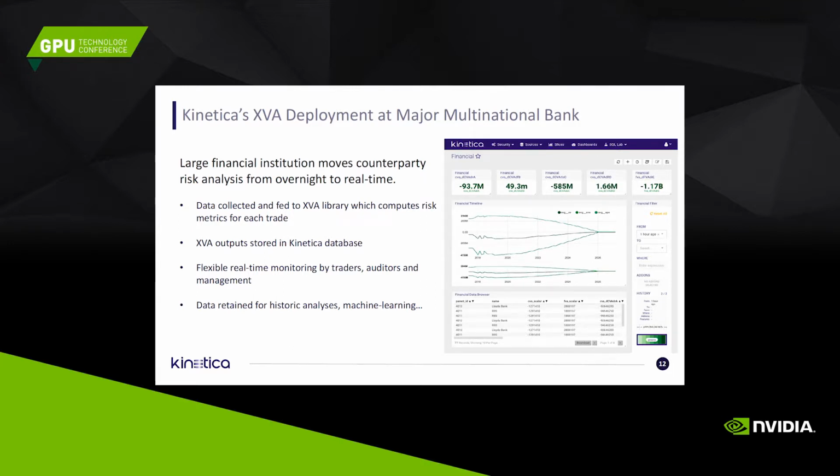And that's really important. If you're a trader, you can see your own trades, but you can also see trades by sector, by country, by counterparty. So they're basically slicing and dicing the data by any attribute that they want to. And some of the data is revealed at the bottom there. That's the raw data that we're storing in the database, and this is what's been computed by that XVA algorithm, the Monte Carlo simulation.